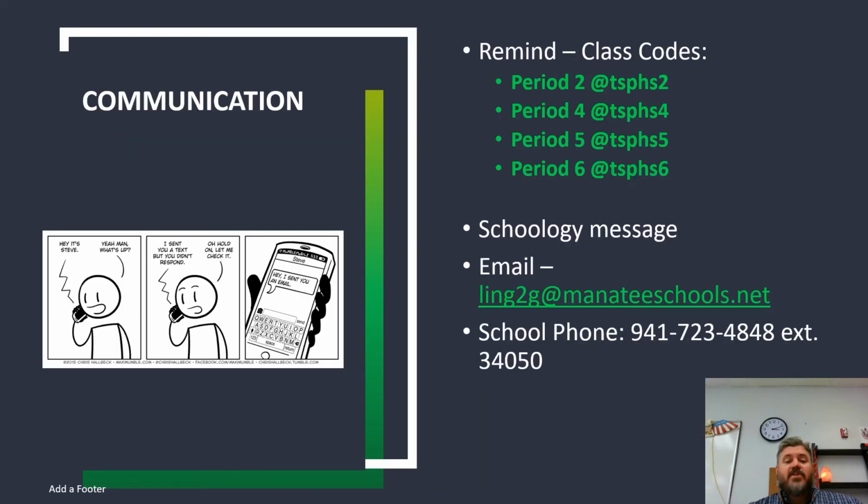So communication. How do you get in contact with Mr. Ling? Well, Remind is going to be the easiest way to get in contact with me. As you can see, the course codes are below, period 2, 4, 5, and 6, and I kind of did it pretty simply. It's TS, PHS, TS meaning thinking skills, PHS, Palmetto High School, and your period number. So TS, PHS, 2, 4, 5, and 6.